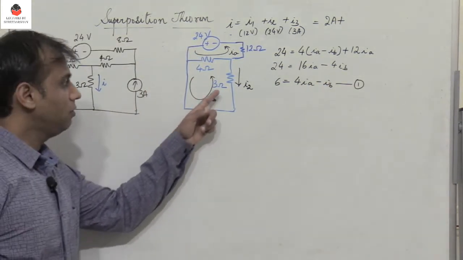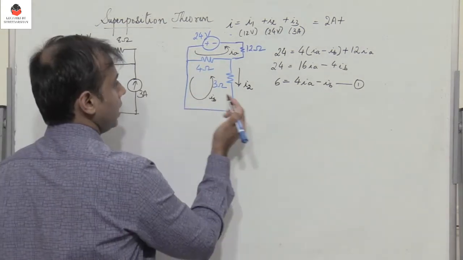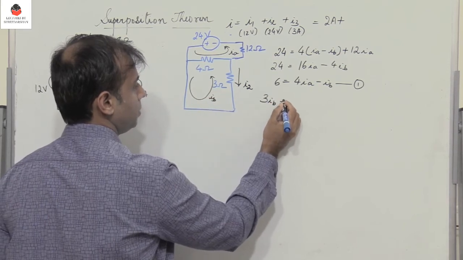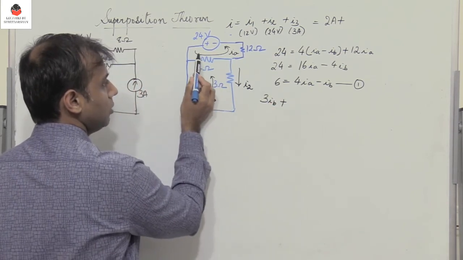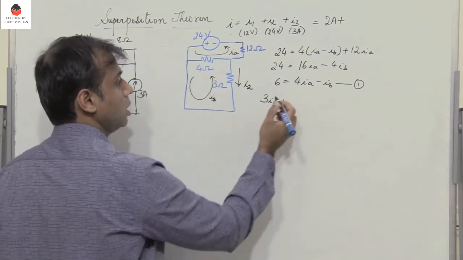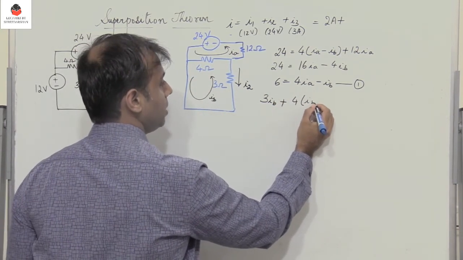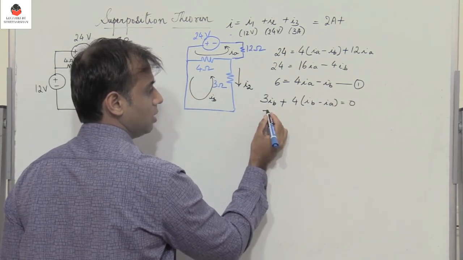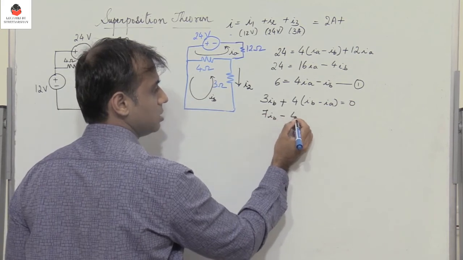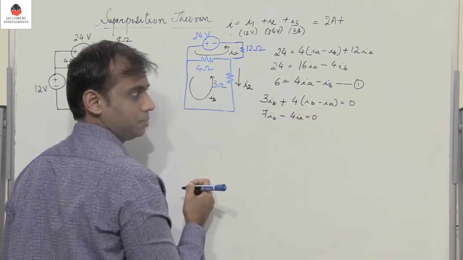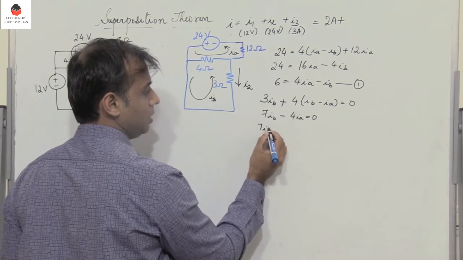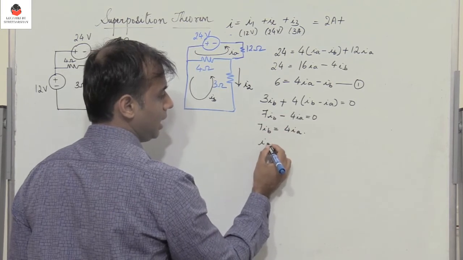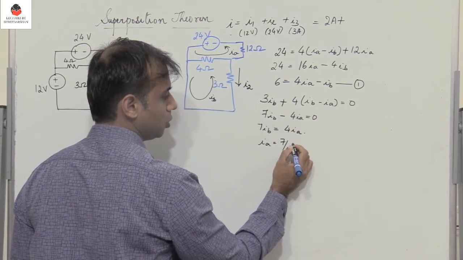Now let me apply KVL to this loop. So again here observe, I have 3 IB plus 4 into, here IB is flowing from right to left, whereas IA is flowing from left to right, they oppose. So I have 4 into IB minus IA equals 0. So 4 plus 3 is 7 IB minus 4 IA equals 0. So 7 IB equals 4 IA. Or what is IA? IA is nothing but 7 by 4 IB.